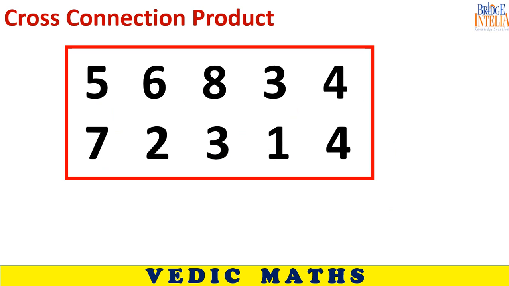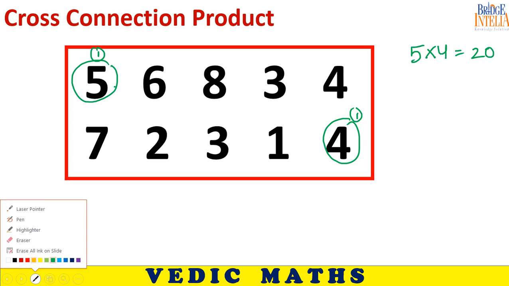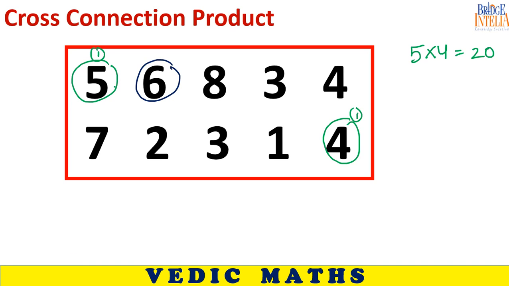Similarly, if there are 5 columns of numbers, how will you find cross connection product? Same method. Make connections crosswise. First connect 5 with 4. So this is the first connection. 5 into 4, 20. Second connection. Now connect this 6 with this one. That's why I'm using color code. Same color means connected. So 6 is connected with 1. So 6 ones are 6.